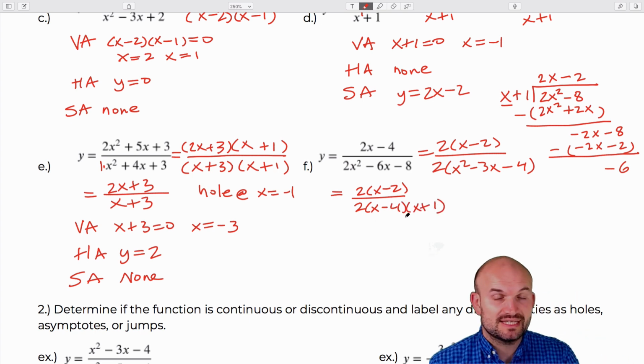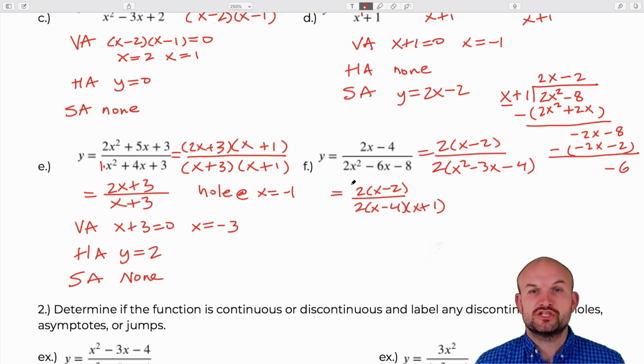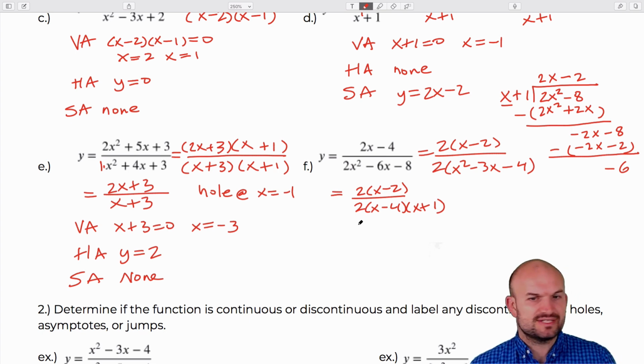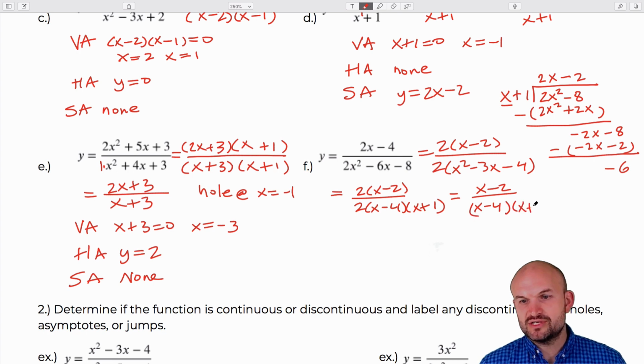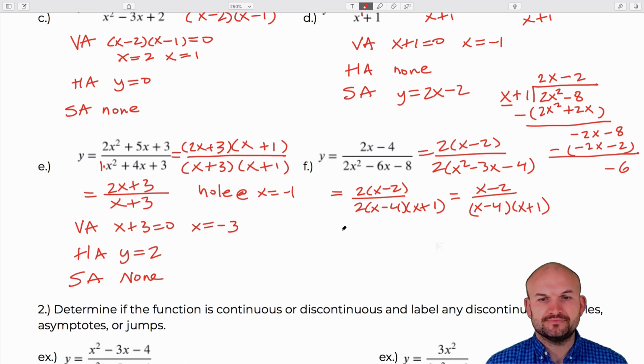Now, one of the common things that students like to do here is they like to divide out the 2's and say there's a hole at 2. No, there's not a hole at 2. Remember, holes and asymptotes occur for values that make the denominator equal to 0. So even though this can be simplified into x minus 2 over x minus 4 times x plus 1, there is no hole that's going to occur as far as division, all right?